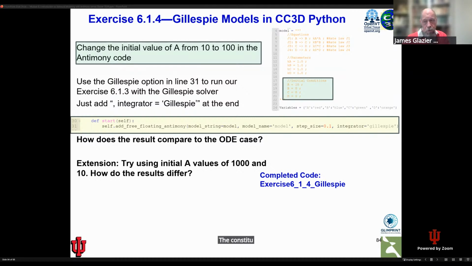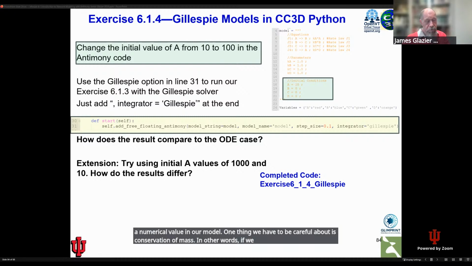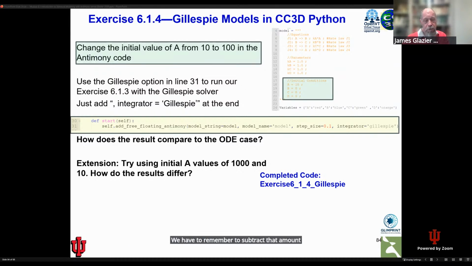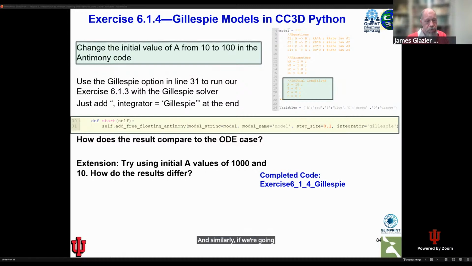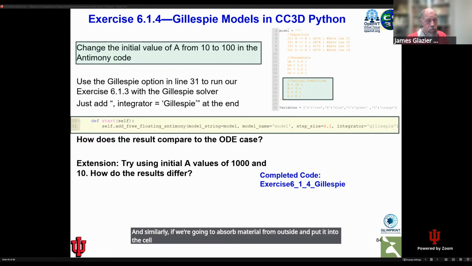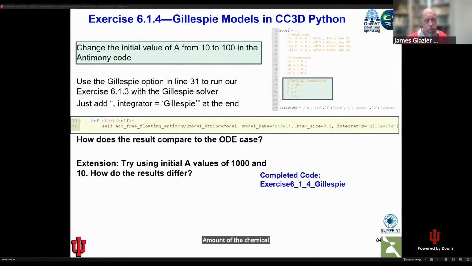We have, as you'll remember, uptake and secretion where we can have the rate of uptake or secretion depend on a numerical value in our model. One thing we have to be careful about is conservation of mass. In other words, if we secrete an amount of chemical into the chemical field, we have to remember to subtract that amount from the concentration inside of our cell. Similarly, if we absorb material from outside and put it into the cell, we have to have a conversion factor that converts the amount of the chemical outside into the change in concentration inside.